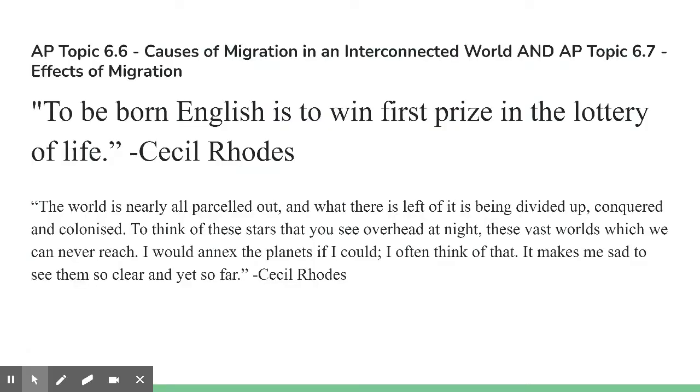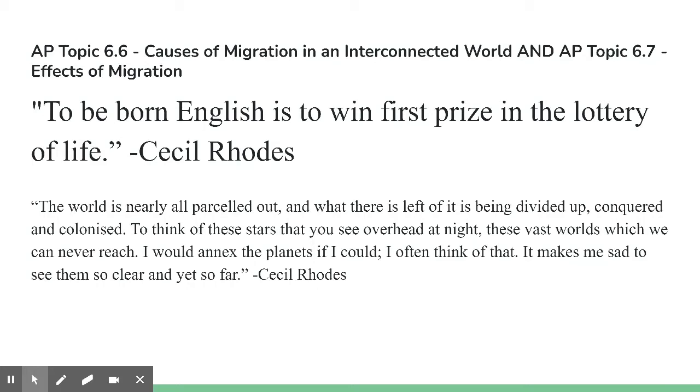All right, so Cecil Rhodes. He said that in one of his primary sources, he said, "To be born English is to win first prize in the lottery of life," which shows his belief in white man's burden.